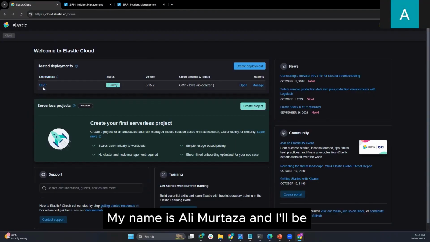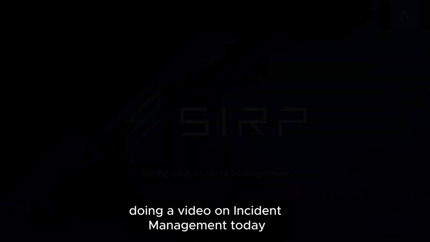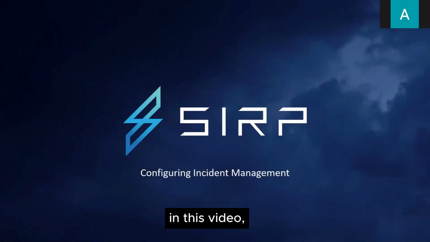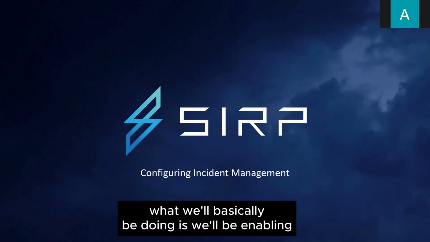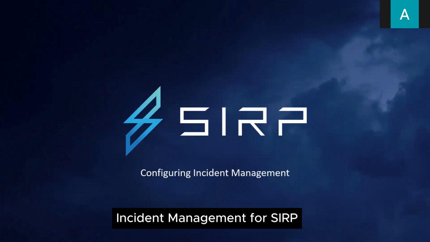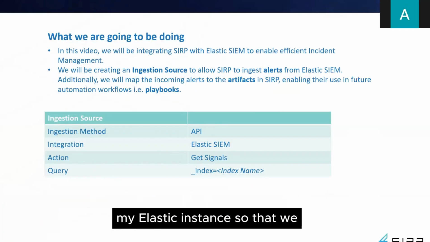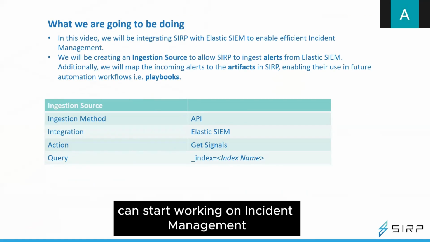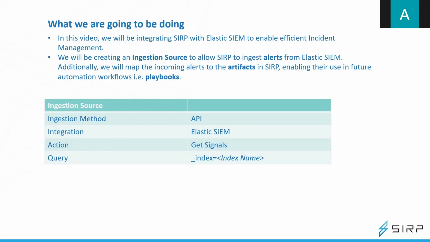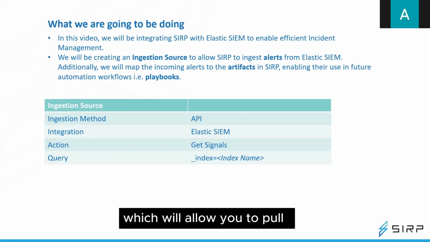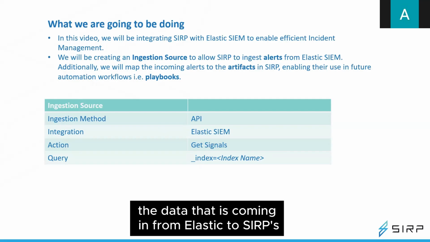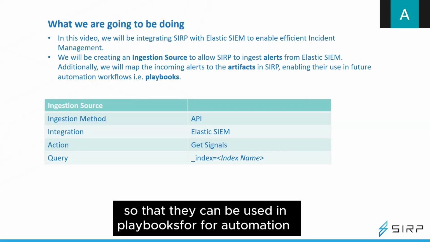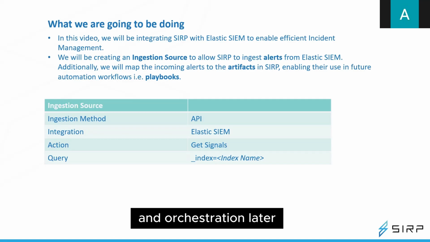My name is Ali Murtaza and I'll be doing a video on incident management today. In this video, what we'll basically be doing is enabling incident management for SIRP. We'll be integrating SIRP with my Elastic instance so that we can start working on incident management. We'll be configuring an ingestion source which will allow you to pull alerts from Elastic onto SIRP, and we'll be mapping the data that is coming in from Elastic to SIRP's artifacts so that they can be used in playbooks for automation and orchestration later.